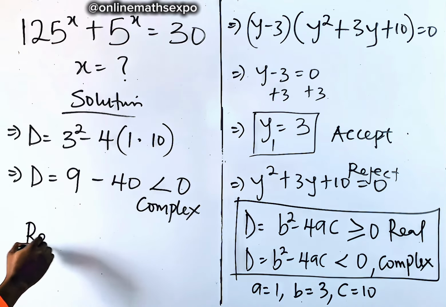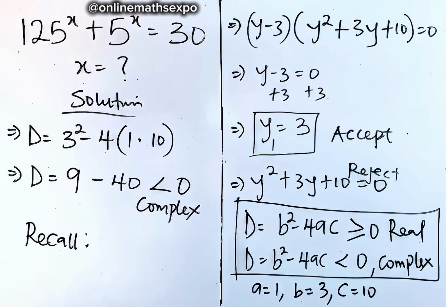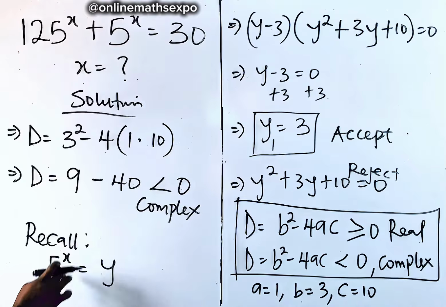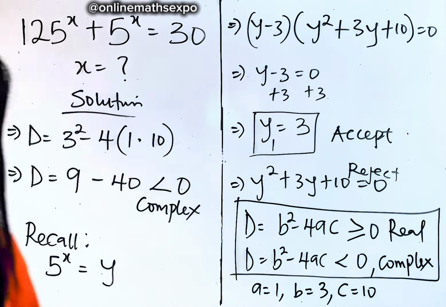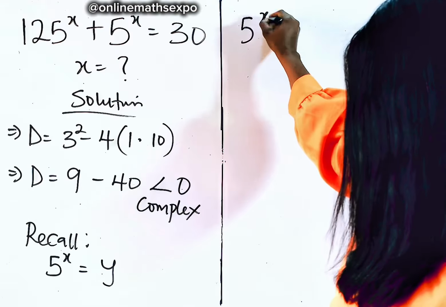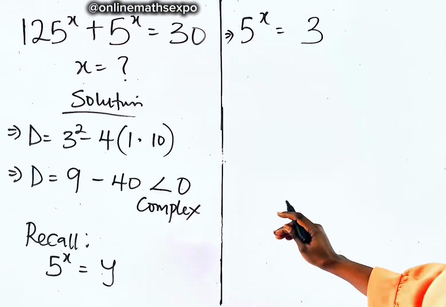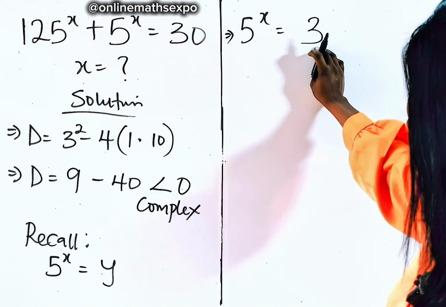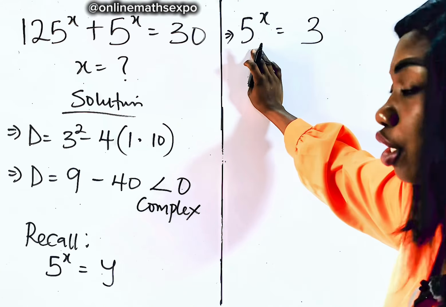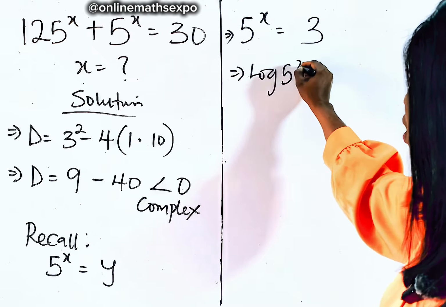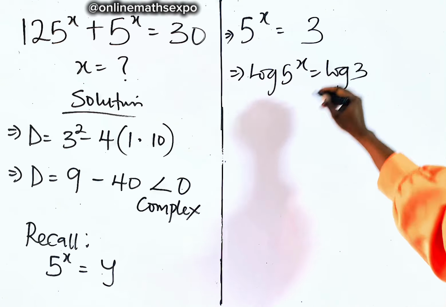But recall, we left a statement behind that 5 to the power of x is equal to y. So we're going to replace our y in this statement to help us to find x. And to do that, we have 5 to the power of x is equal to our y value, which is 3. So at this point, we cannot take this 3 to be in powers of 5. So quickly take the log of both sides. So we have this is equal to log of 3.